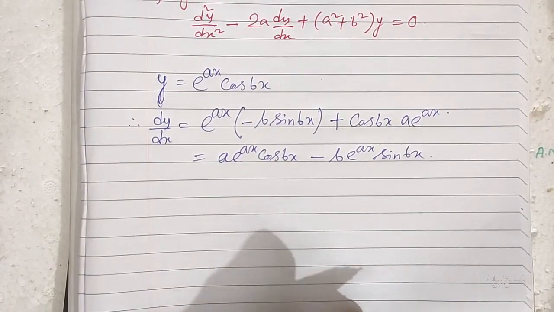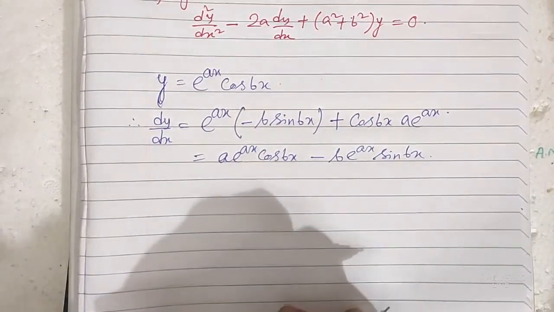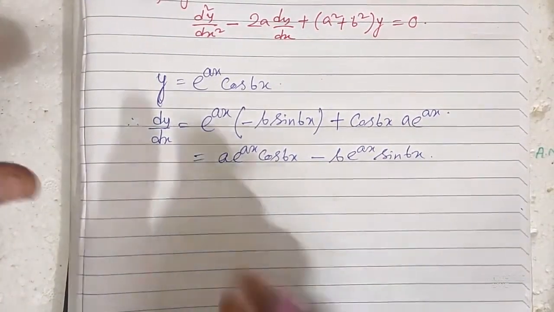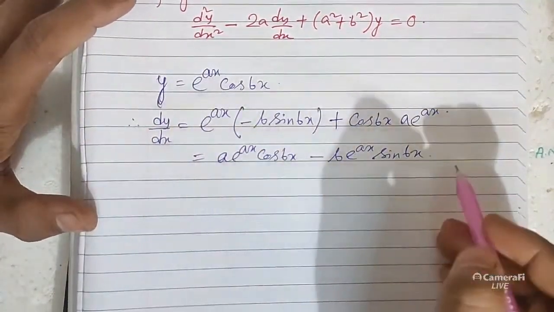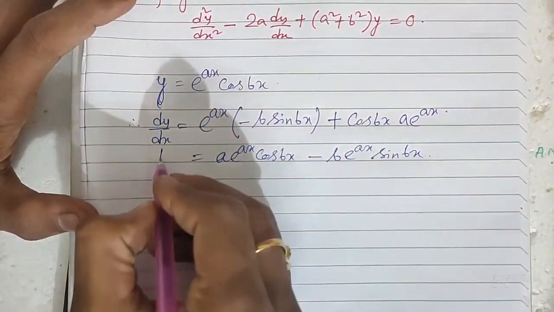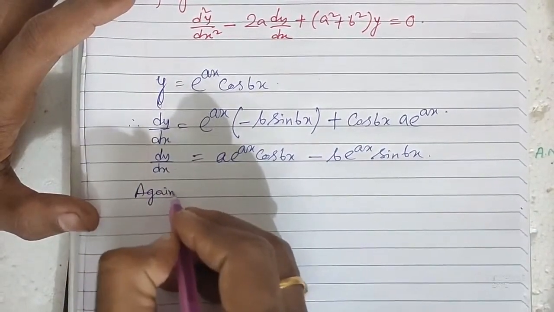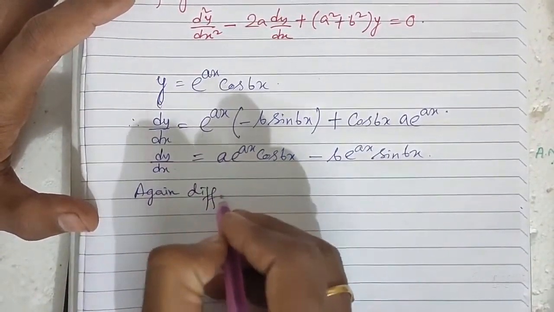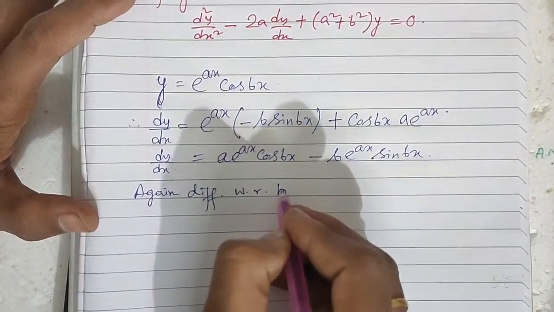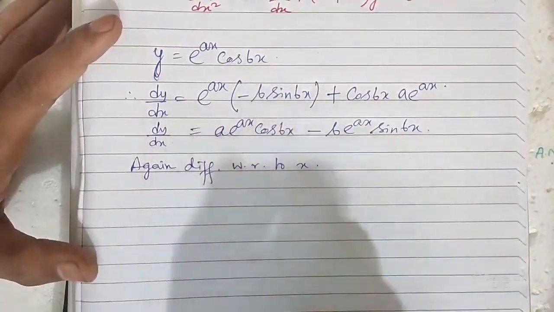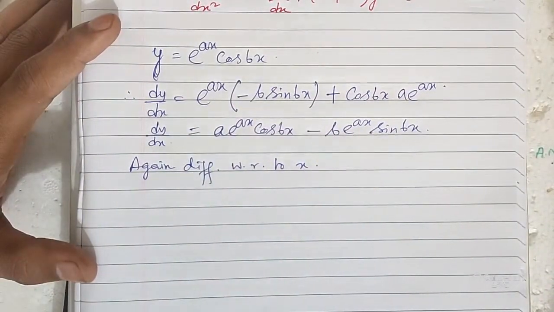Next, what do we have to find? We have to find d2y by dx2. So simply we have to differentiate this function again. This is the value of dy by dx, again differentiating with respect to x. In short form we will write w.r.t. x, that means with respect to x.